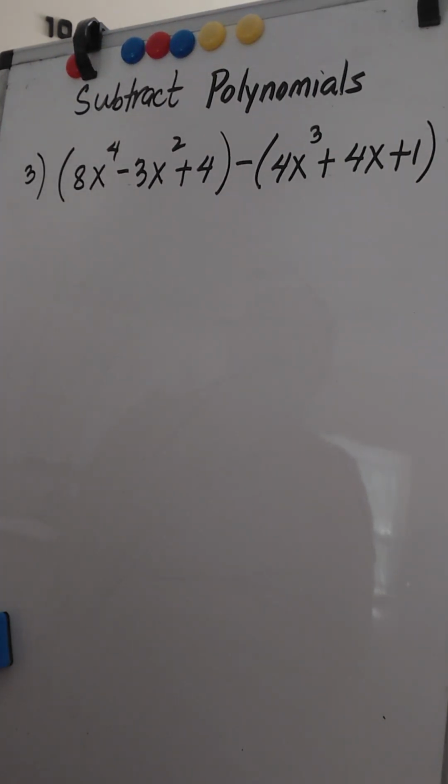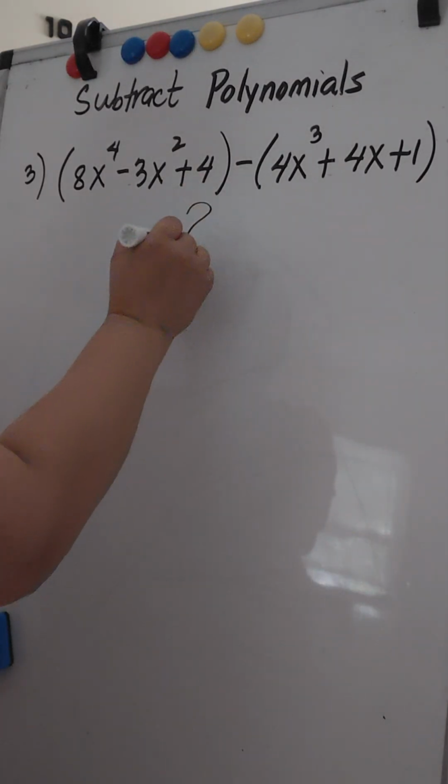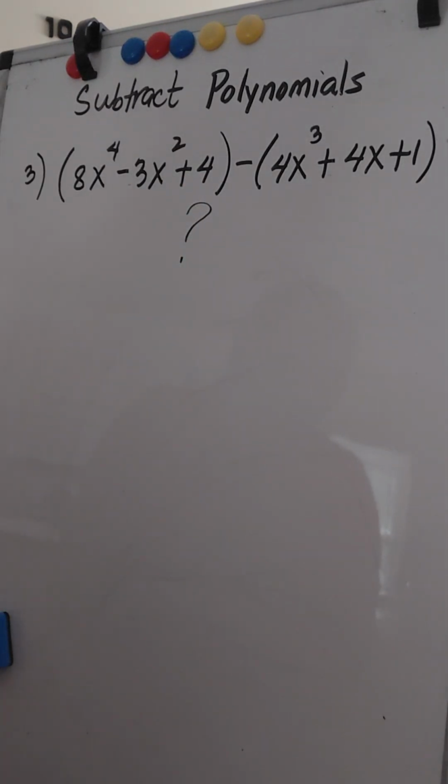Now, for number 3, we have the quantity of 8x to the fourth power minus 3x squared plus 4 minus the quantity of 4x cubed plus 4x plus 1. I'm going to give you time to solve this problem by yourself.